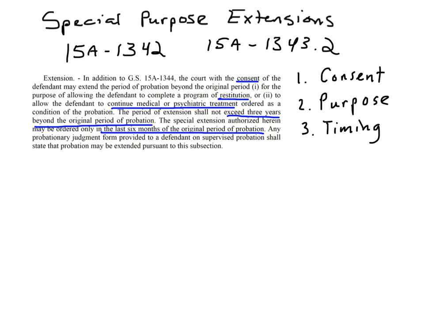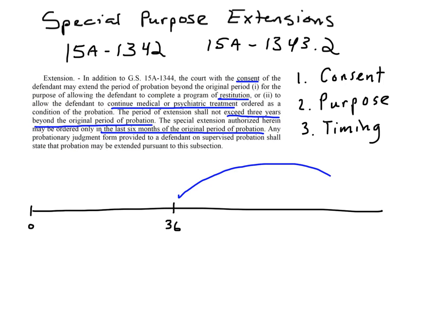So let's work through an example to see how that plays out. You have a defendant initially placed on probation, let's say for 36 months. Through the special purpose extension statute, the court could extend this probation by up to 3 years.